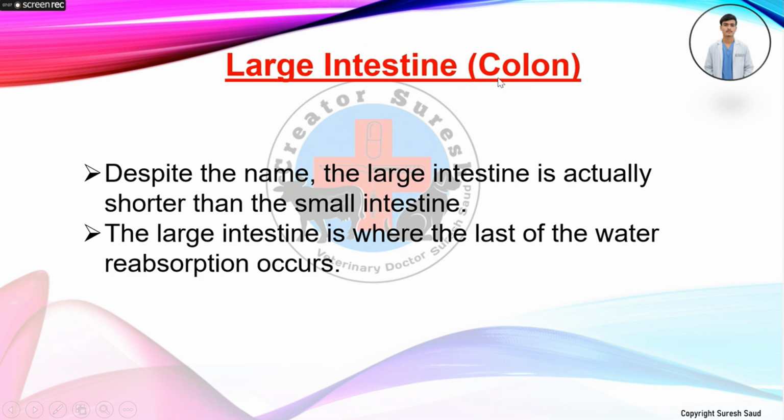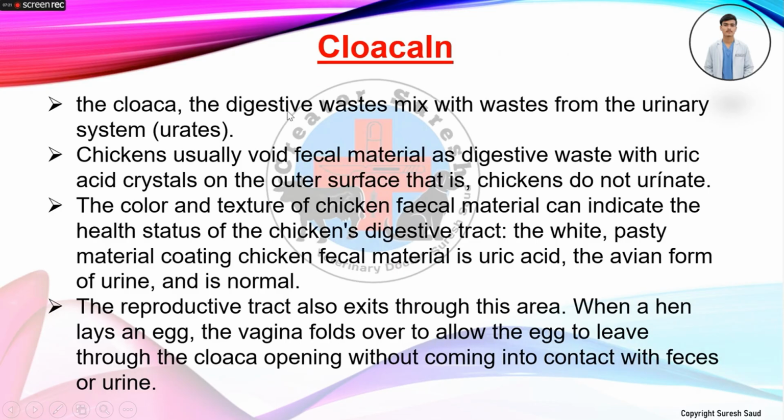Large intestine, colon. Despite the name, the large intestine is actually shorter than the small intestine. The large intestine is where the last of the water reabsorption occurs. Cloaca. In the cloaca, the digestive wastes mix with wastes from the urinary system, urates. Chickens usually void fecal material as digestive waste with uric acid crystals on the outer surface, that is, chickens do not urinate. The color and texture of chicken fecal material can indicate the health status of the chicken's digestive tract. The white, pasty material coating chicken fecal material is uric acid, the avian form of urine, and is normal.